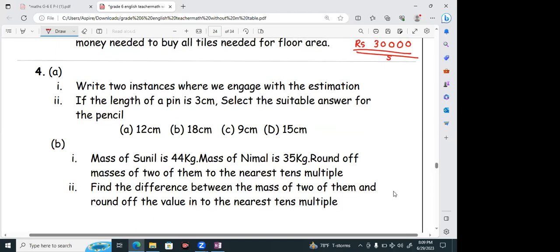In the fourth question, they also asked to write 2 instances where we engage with estimation. You can write the same 2 examples written above. Move to the second part of the question.